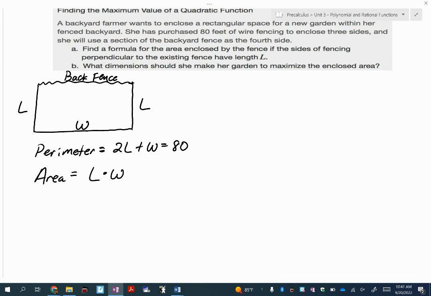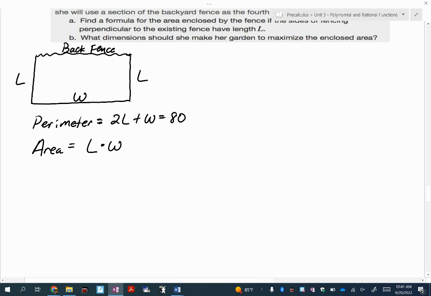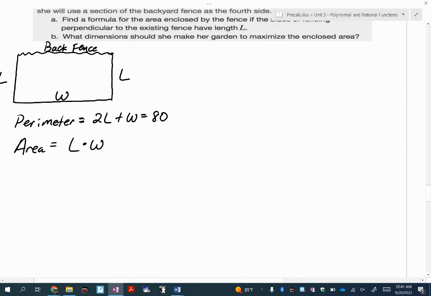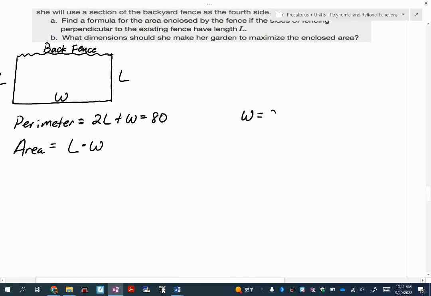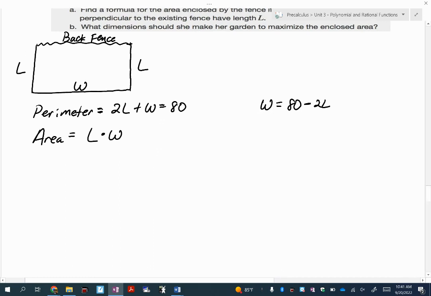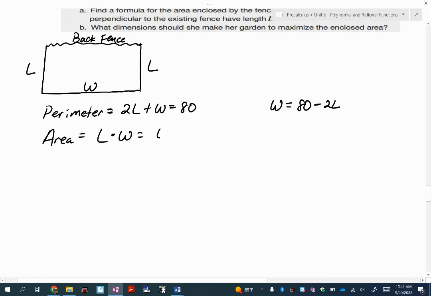Okay, so you'll notice that in both of my formulas I've got 2 unknowns. So what I'm going to do is with my area, I'm going to leave that alone, but solve using my perimeter. I'm going to solve for W to get 80 minus 2 times the length. All right, so if I replace, this would be length times 80 minus 2 times the length, which is equal to 80L minus 2L squared. Or in other words, this is a quadratic function.